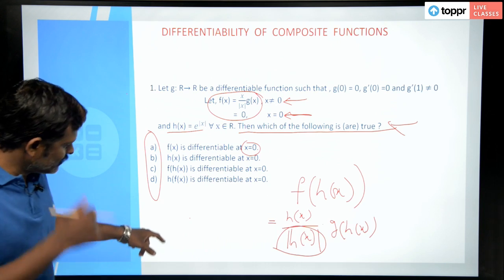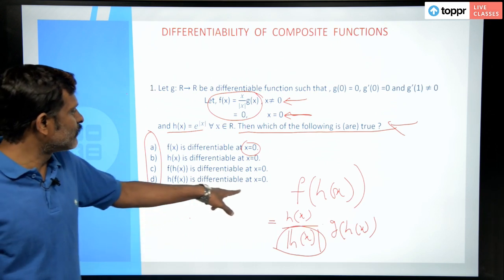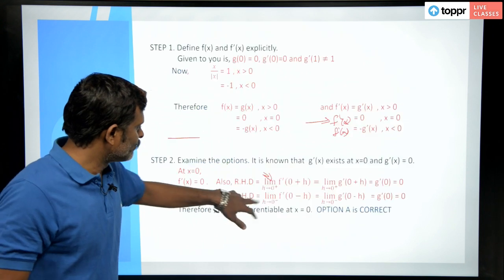Next one, what is the next statement here? H of f of x is differentiable at x is equal to 0.